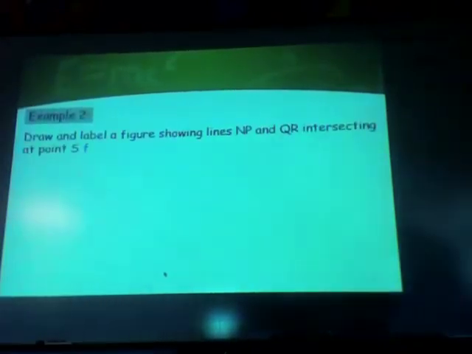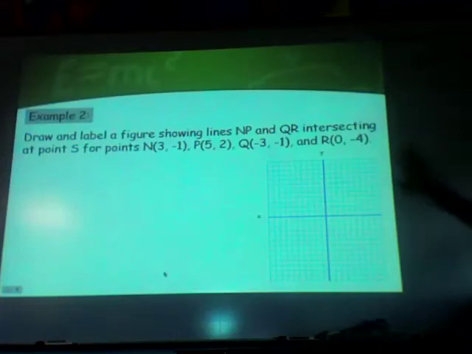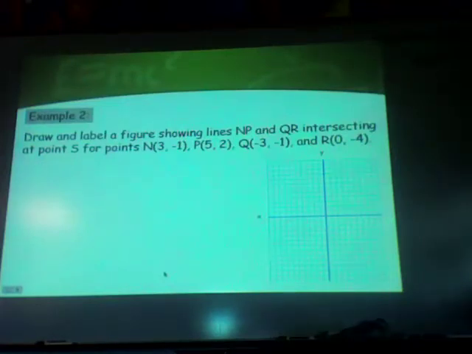All right, so last slide. You've got a lovely rendition of a grid here. Do your best to plot those points on that graph. So it's telling you to draw and label a figure showing lines NP and QR. So I've given you the ordered pairs for NP, Q, and R. And you're to show that those lines intersect at point S. And so you need to put point S in there yourself.